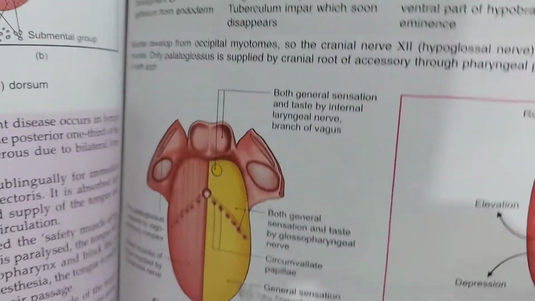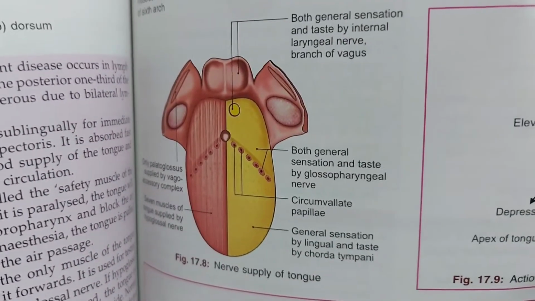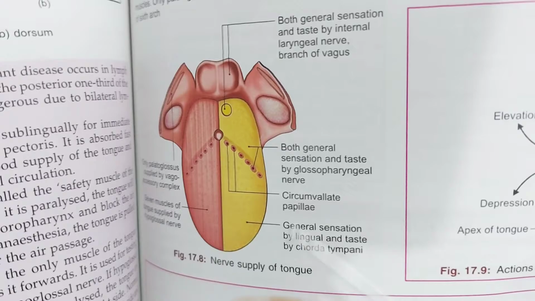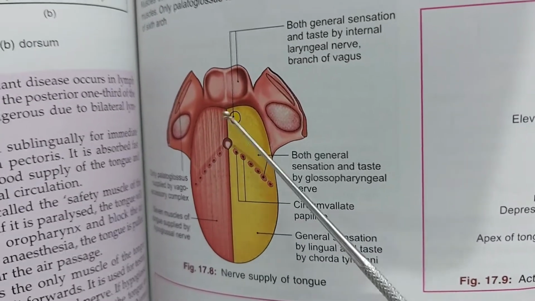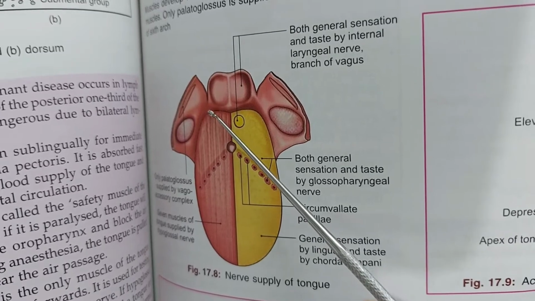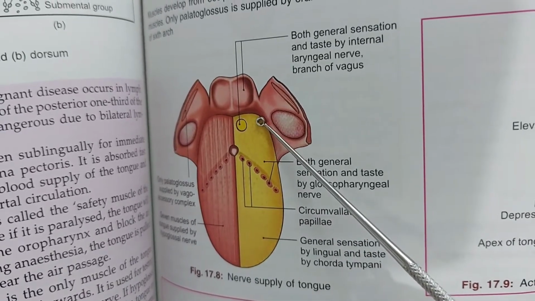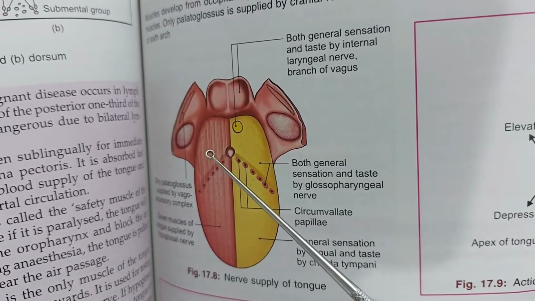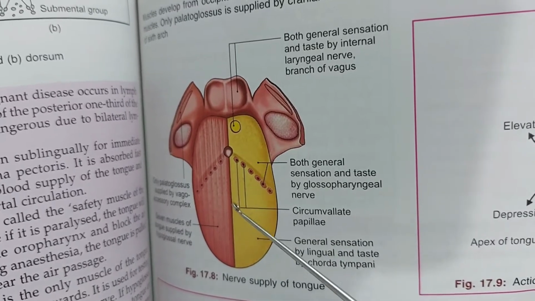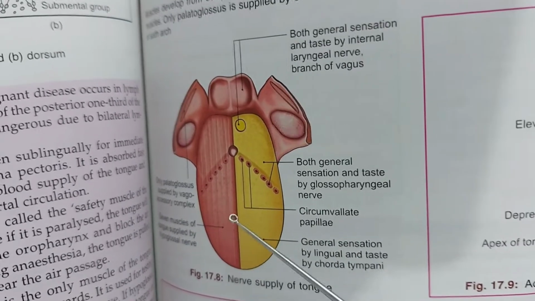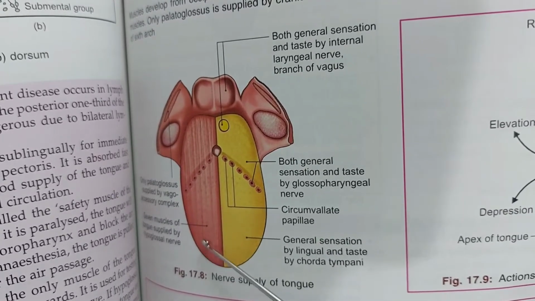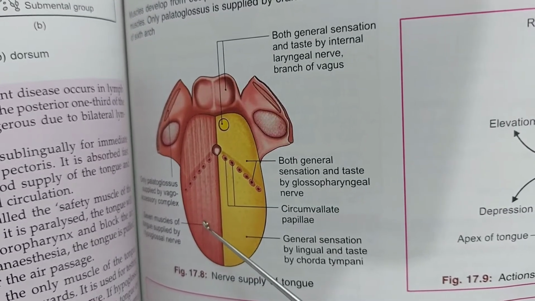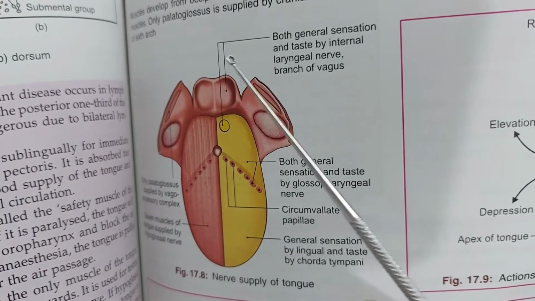Here we can see there is an image. Here it is described that this tongue has three parts. The posterior most part, this is the pharyngeal part, and this is the oral part. All the muscles of the tongue are supplied by the hypoglossal nerve except the palatoglossus.